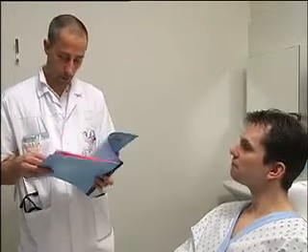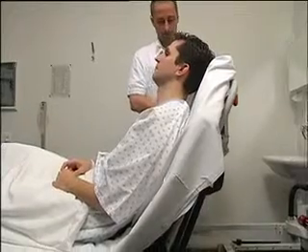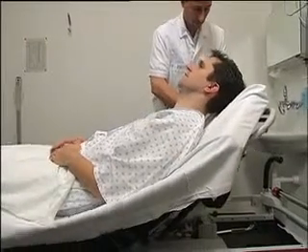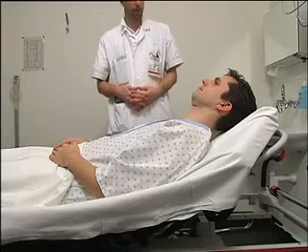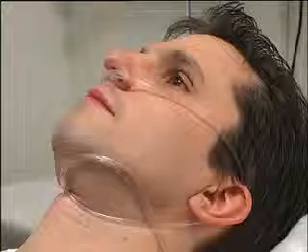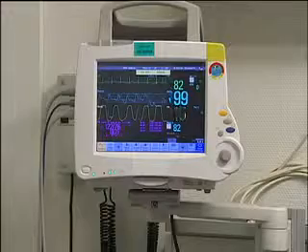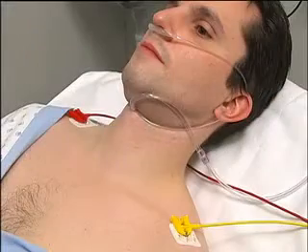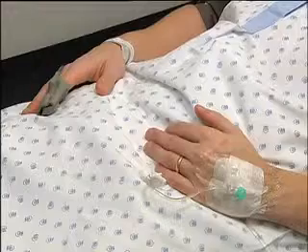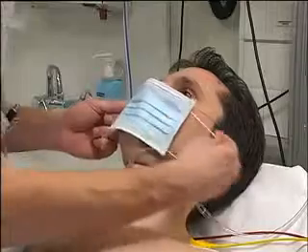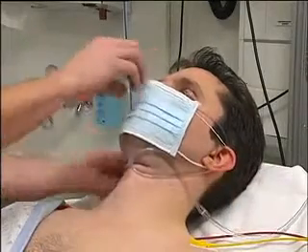Place the patient in a semi-supine position with the torso at a 30 to 45 degree angle to allow the air to collect at the apex of the lung. Administer oxygen and monitor the patient for pulse oximetry, heart rate, and blood pressure. An intravenous catheter should also be in place. Finally, provide the patient with a face mask.